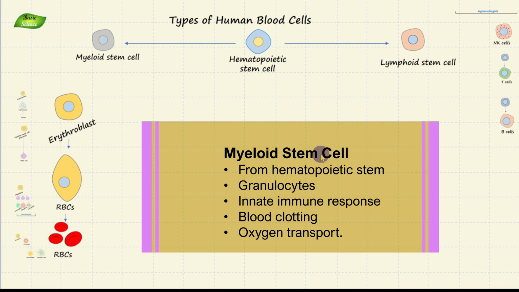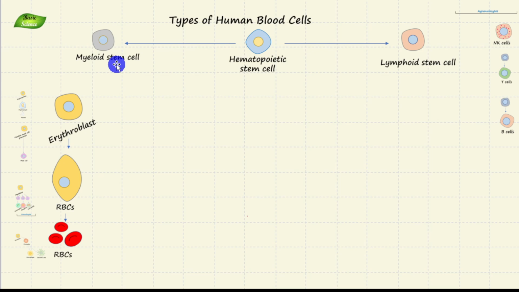Myeloid stem cells, they are the progenitor cells derived from the hematopoietic stem cells. There are various different types of blood cells, including granulocytes. They are being produced from that. Then you have monocytes, megakaryocytes, erythrocytes, and so on. They are very important for immune response as well as blood clotting and oxygen transport. Everything is going to come from myeloid stem cells, so they are very, very important.